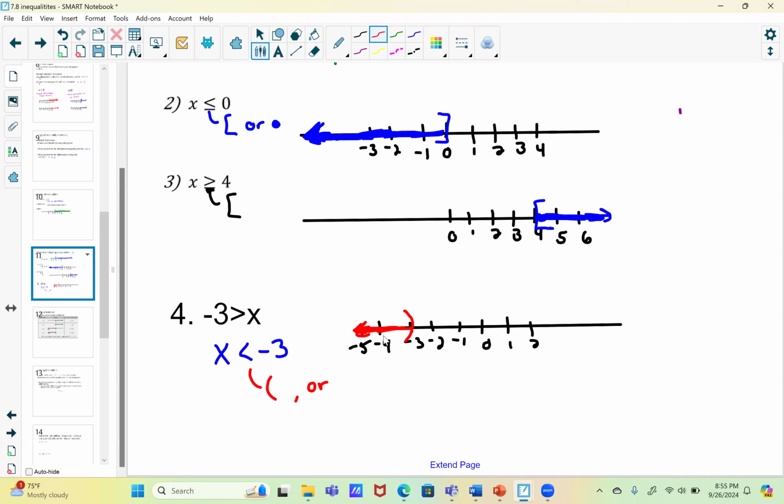You can't start at 4, -4. So make sure you're going to whatever this number is and then putting the proper symbol on it. Okay, so that's how we graph.